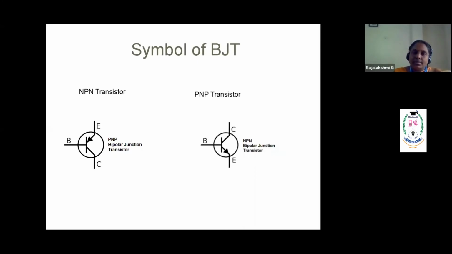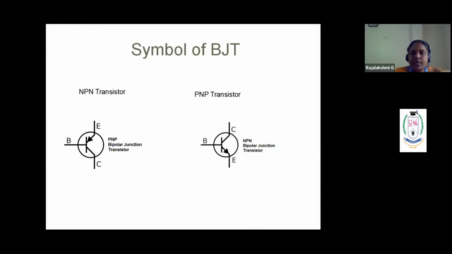Why do we concentrate on the symbol? Because the BJT has two types: either an NPN transistor or a PNP transistor. How do we differentiate them? In the emitter terminal, if the arrow points towards the junction, it is called an NPN transistor. If the arrow points outward, it is a PNP transistor. Here also you can see the three terminals: emitter, base and collector.